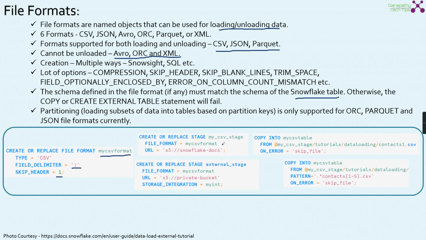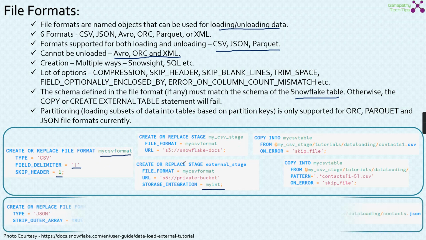Now using this file format, we are creating this stage. My CSV stage is created using my CSV format, and similarly we can utilize the storage integration as well while creating the stage, but the file format remains the same. Then using that stage, we will be loading the data into the table using the copy into command. So these file formats are very important while staging the data into the stages.